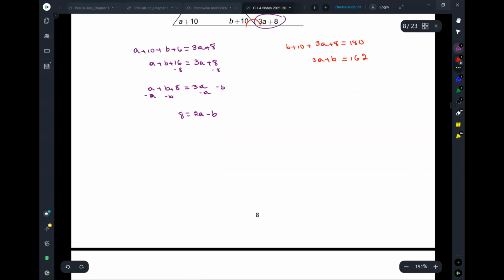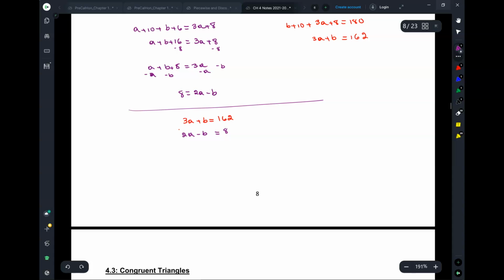So now I have these two. 3A plus B is equal to 162. 2A minus B is equal to 8. Okay? Remember when you did systems of equations in Algebra 1? Did you guys do that in Algebra 1? I think so. So now we're going to add these two. So you add by columns. 3A plus 2A is 5A. B plus negative B goes away. Equals 170. A is 34.